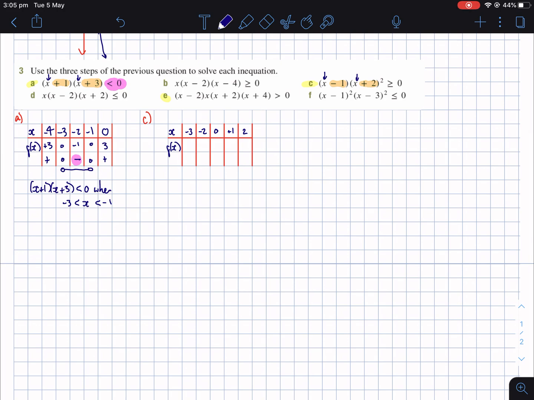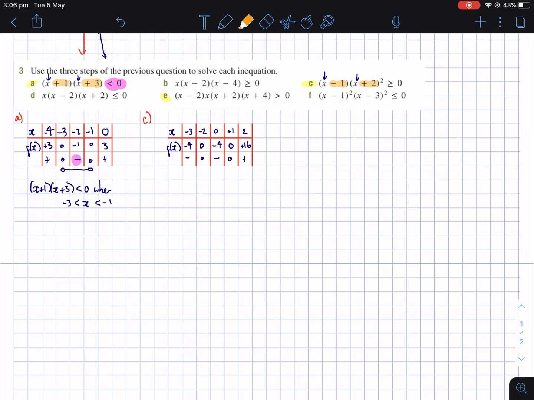So my first one is -3, take 1 times -3 plus 2 squared. And that comes out as -4, which is negative. If we were to chuck in -2, it would come out as 0. Let's chuck in 0. That's -4, which is negative. Let's chuck in +1. 0. And let's chuck in +2. +16.